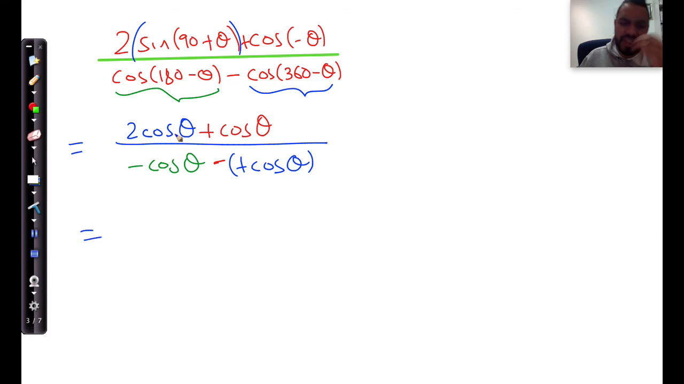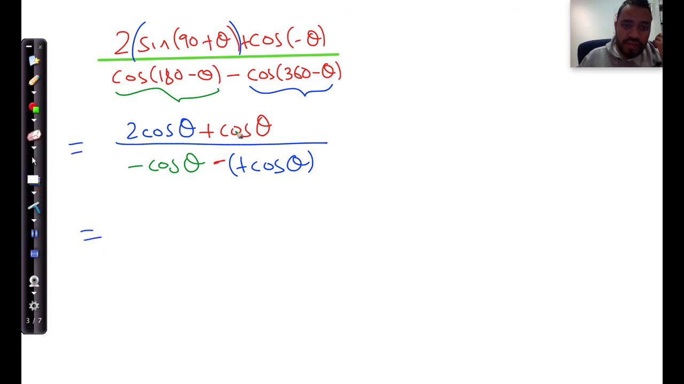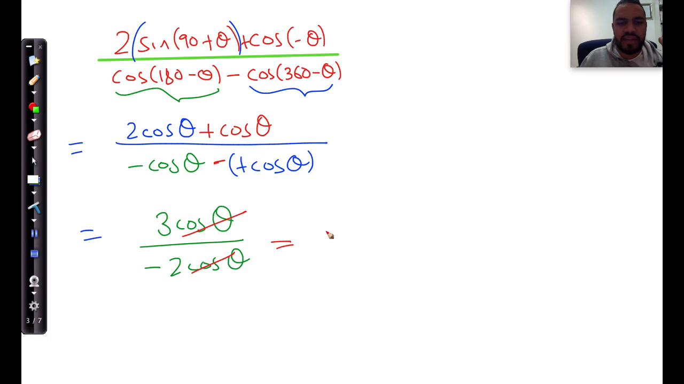Now I can simplify very easily. I've got 2 cos theta plus another cos theta. That's going to give me 3 cos of theta, all over negative cos theta, so that's negative 2 cos theta. Now remember, since the top is factorized, I've got cos theta and cos theta, which cancel, and I'm left with negative 3 over 2. And that has now been simplified.